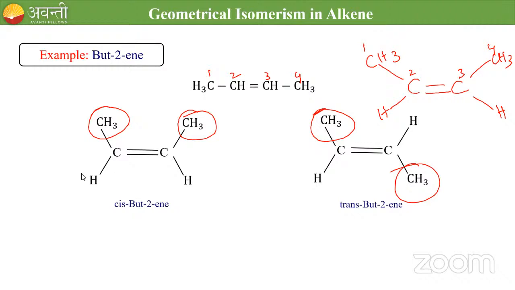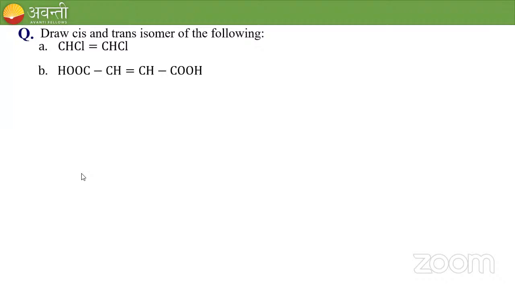Are you all able to understand this trans isomerism? Yes. So now let me give you one question. Draw the cis and trans isomer of the following. So how will you draw? I have two compounds. Both of them have a double bond, right?